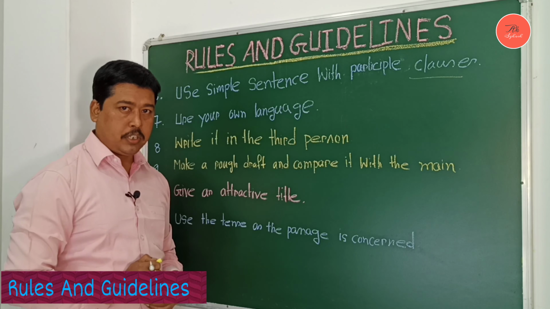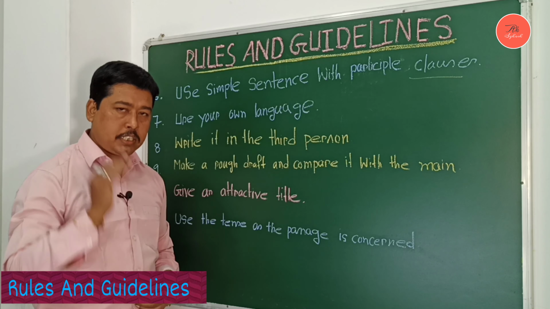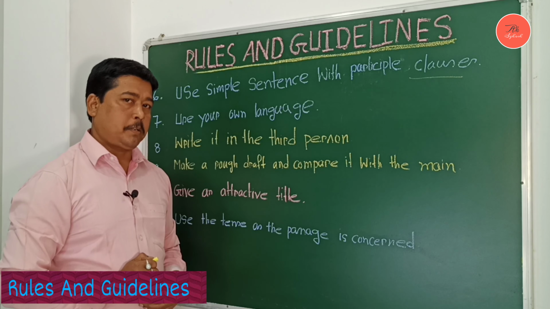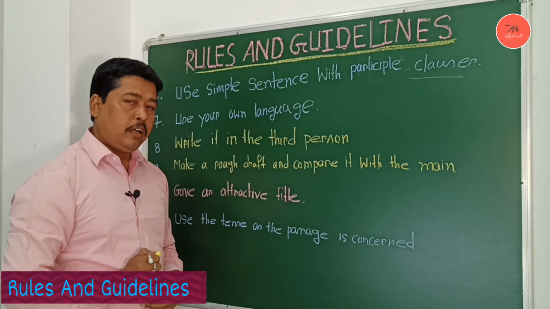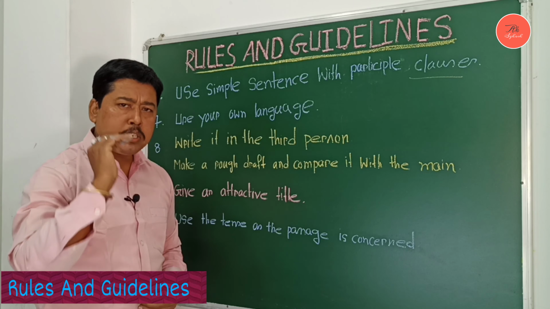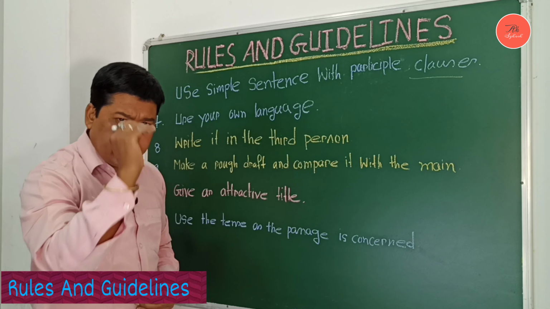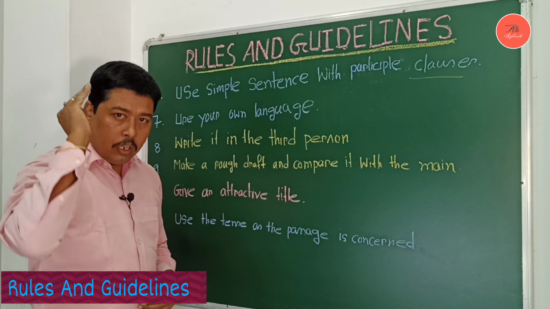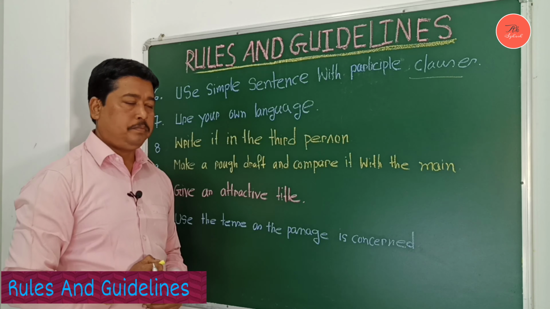Use your own language. This is the most important, essential ingredient. Most of the students make a mistake here. They pick up the beginning line, middle line and the last line, punch them together and summarize the passage. But it is a completely wrong conception. Always write down the main facts and ideas in your own language. The examiner will understand that you have tried to write the passage yourself.